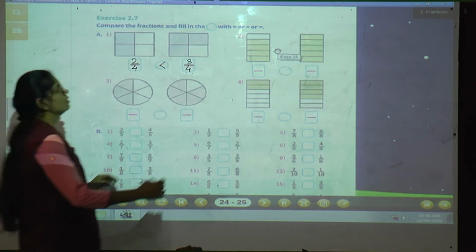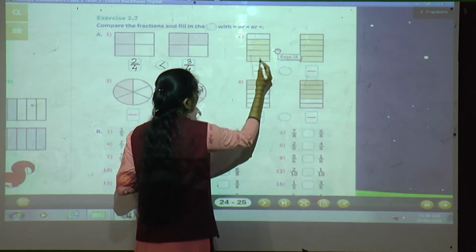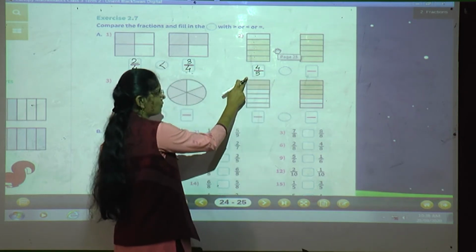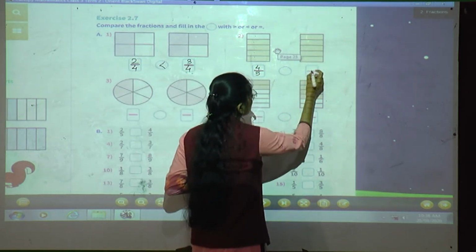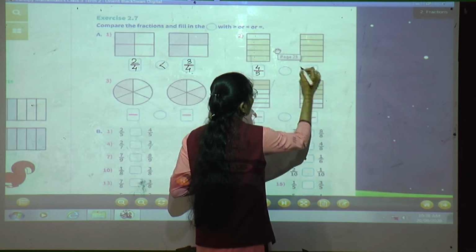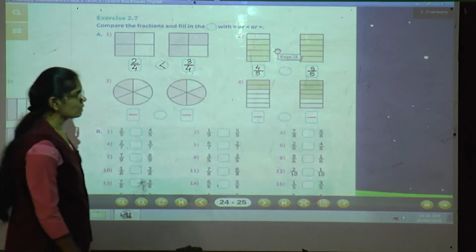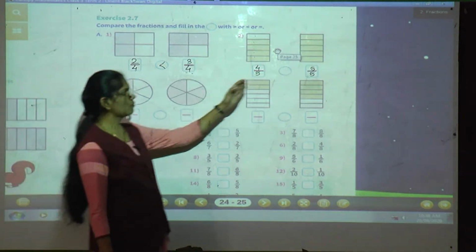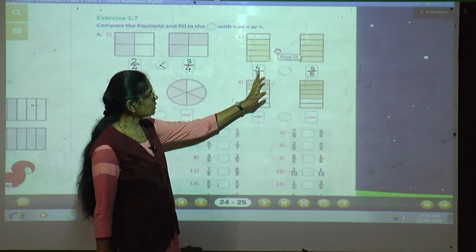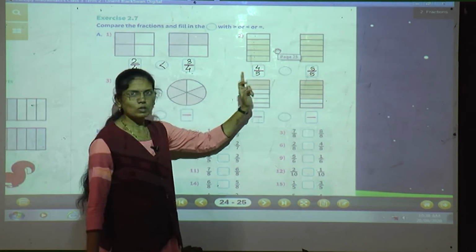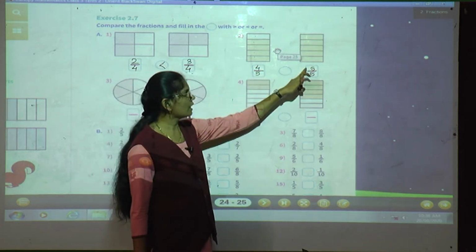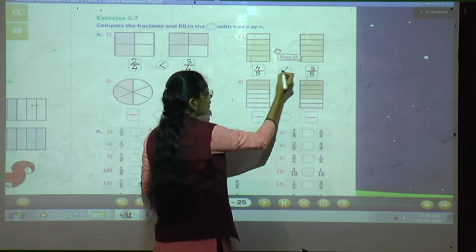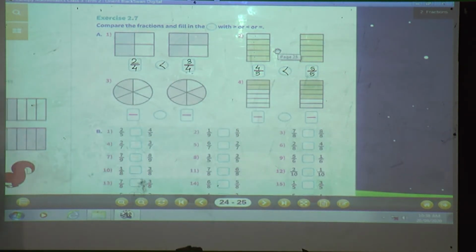See here, 1, 2, 3, 4, 5. Here total 5 parts are there, and out of 5, 4 parts are shaded. So the fraction is 4 by 5. Now here the fraction is 5 by 5, because here 5 total parts are there and all are shaded. Again see, 5 and 5, the denominator is the same. So in this case we have to compare only the numerator. Here 4 is there and here 5 is there. So 5 is greater than 4, so 5 by 5 is greater than 4 by 5.